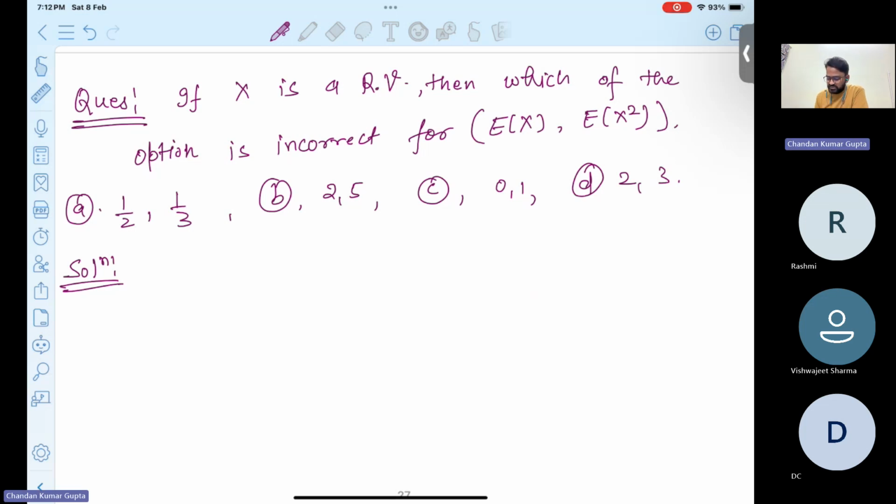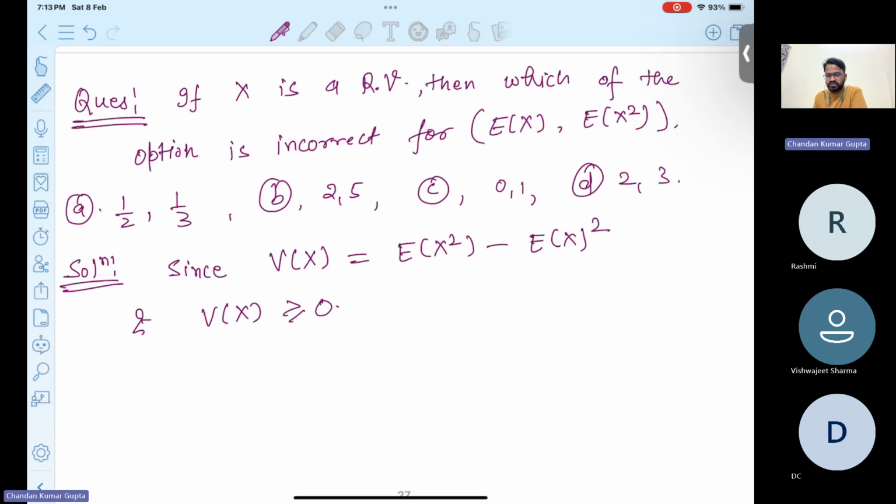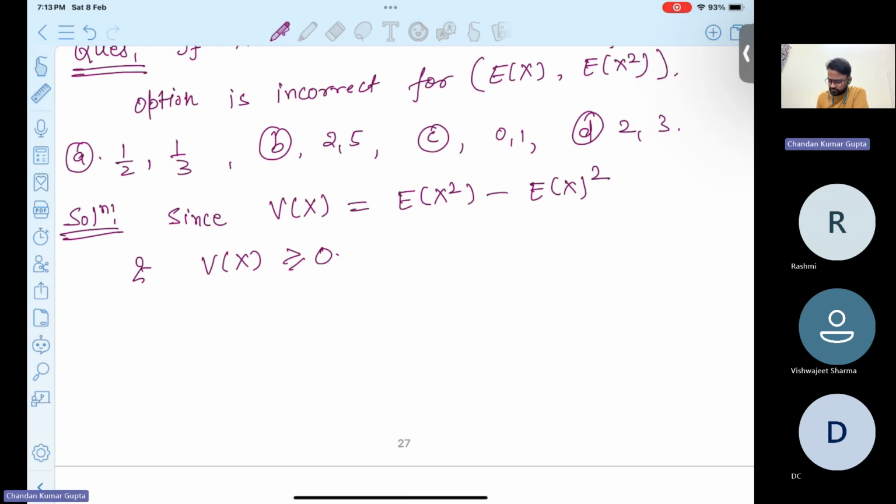Okay. Let's see. Since we are given expectation of X and expectation of X square, and we have discussed that variance is defined as expectation of X square minus expectation of X whole square, and also variance of X is greater than or equal to 0, let's check whether any of these 4 options violate these 2 properties. So let's start with A. Here, expectation of X equals 1/2 and expectation of X square equals 1/3.